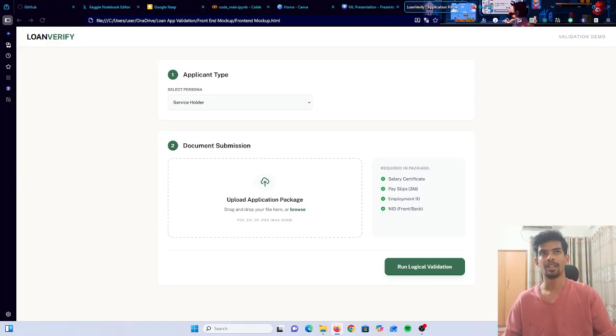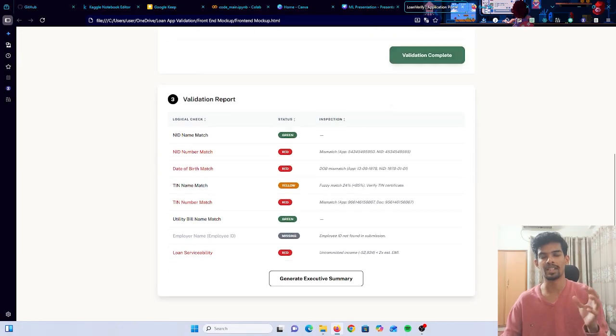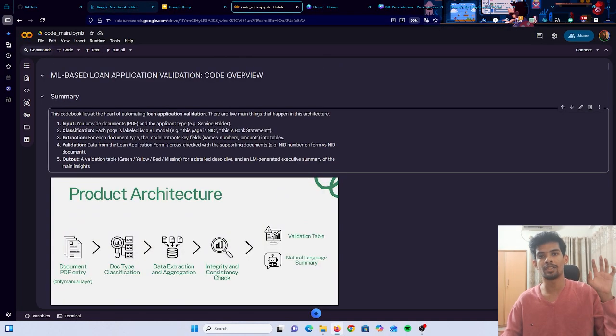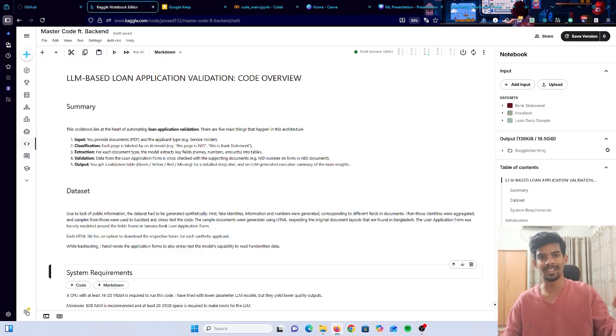Look no further. This is a loan application validation system. All you have to do is select the applicant type and upload the documents as PDF. This code will take care of the rest, and you will have to do nothing else. While the code is running, I will explain what's happening behind the curtain.